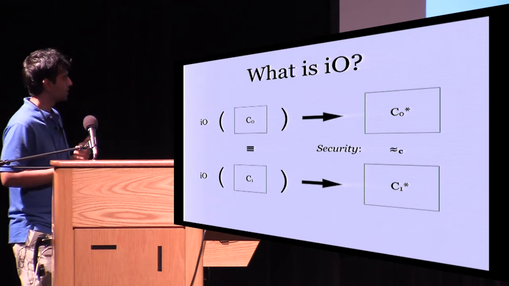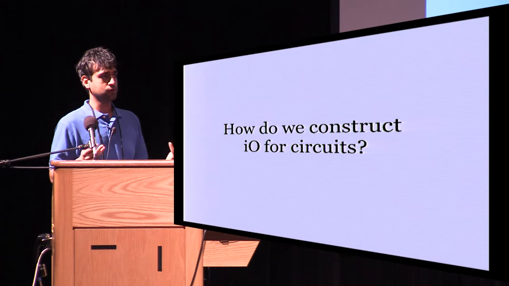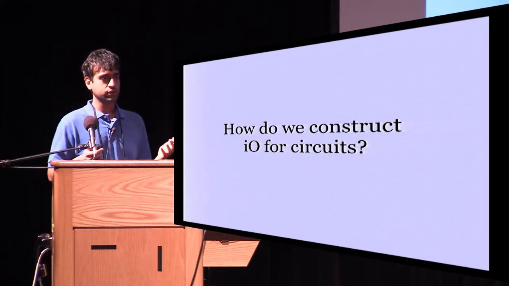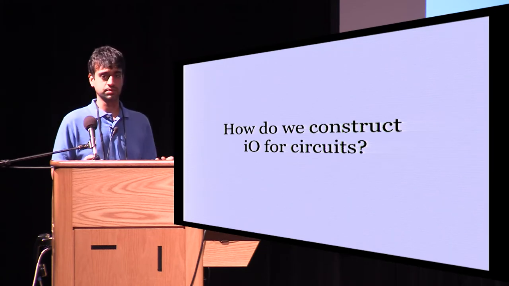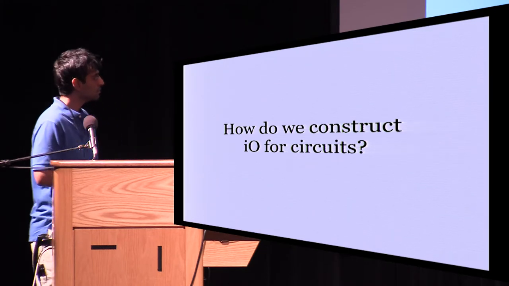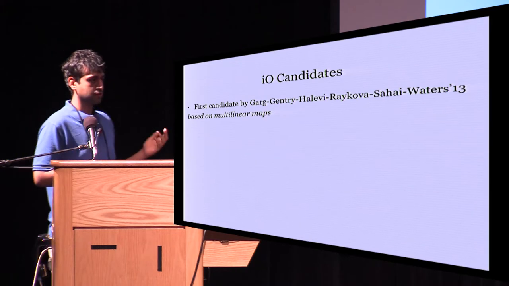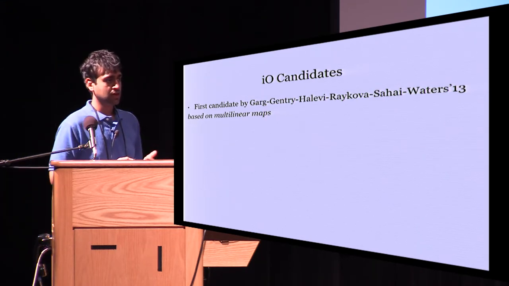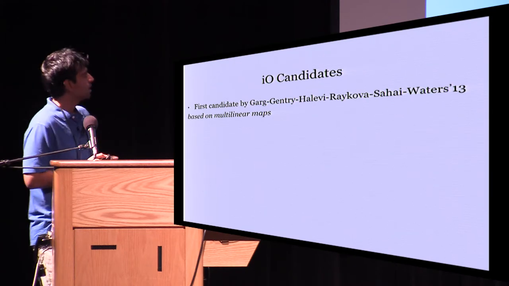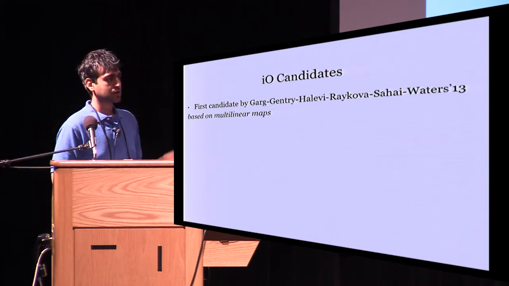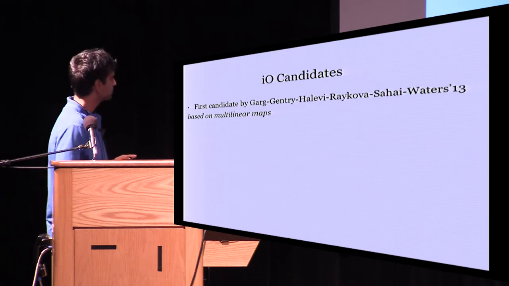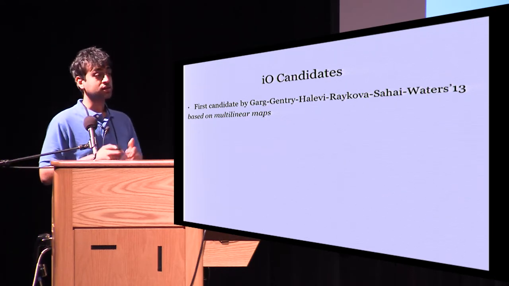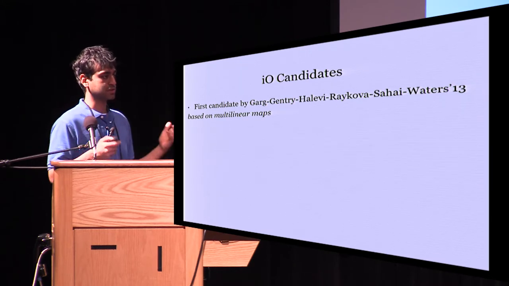Now that we have seen that I/O is a powerful notion and it implies useful results, the next natural question to ask is, how do we construct this primitive? The very first construction of I/O was given by Garg, Gentry, Halevi, Raykova, Sahai, and Waters in 2013. They built this primitive using the notion of multilinear maps. Since then, there have been numerous constructions, and all these constructions have been built using multilinear maps.